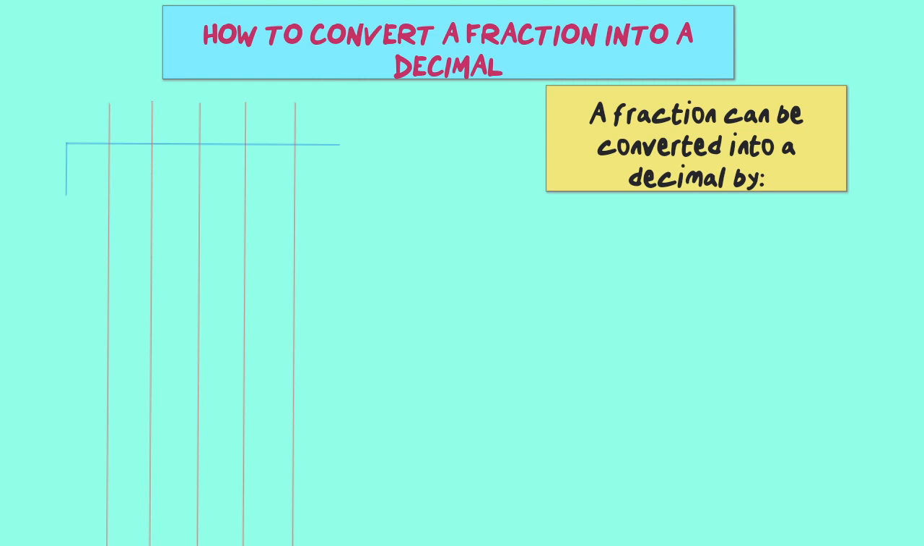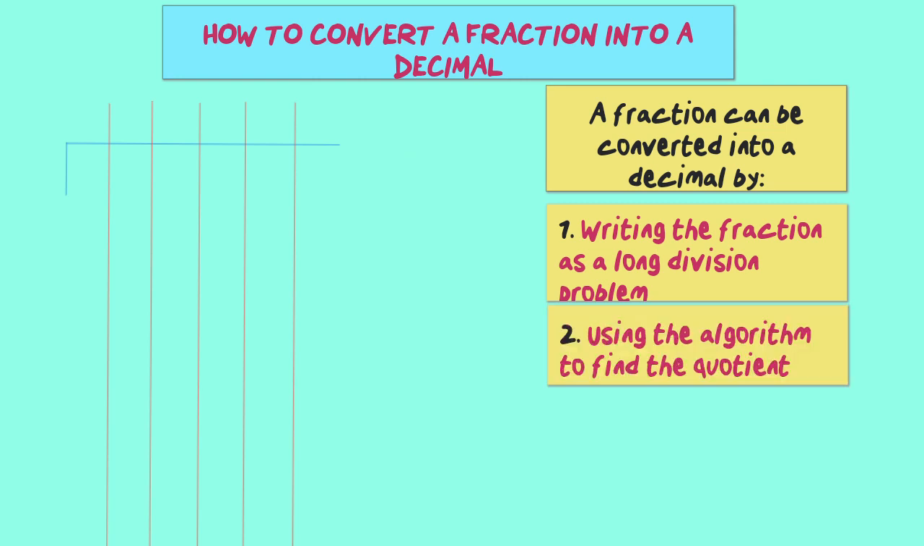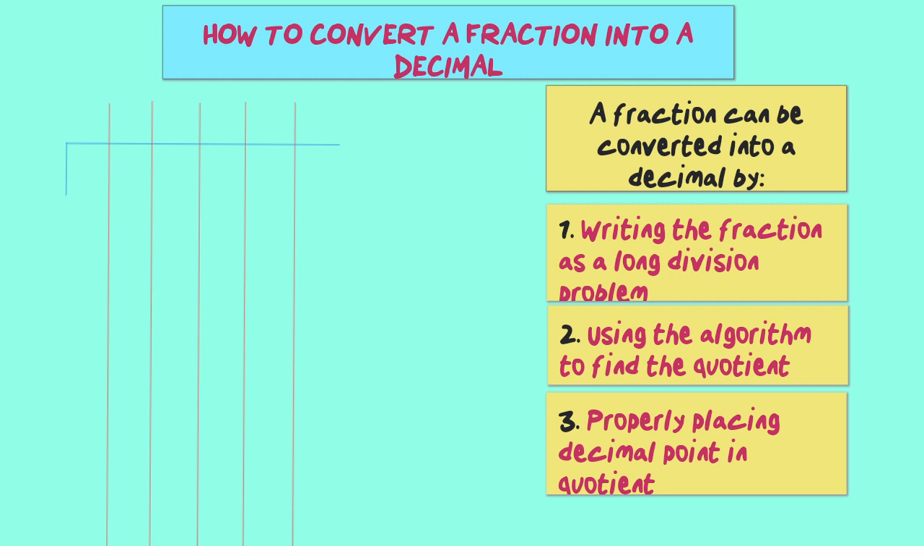Now, a fraction can be converted into a decimal by first writing the fraction as a long division problem. Then using the standard algorithm to find the quotient of that long division problem. And by standard algorithm, that just means the rules of long division. We'll get into what those are in just a second. And lastly, properly placing the decimal point in the quotient.